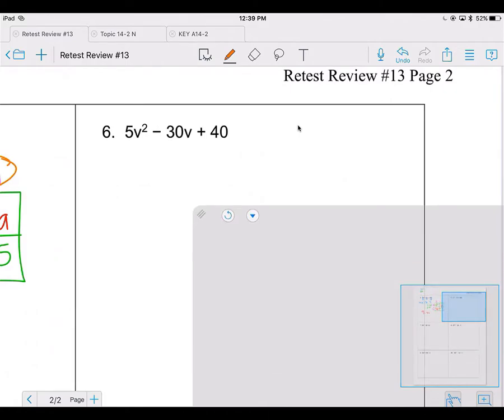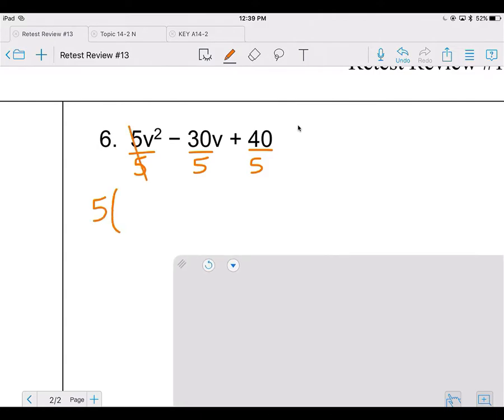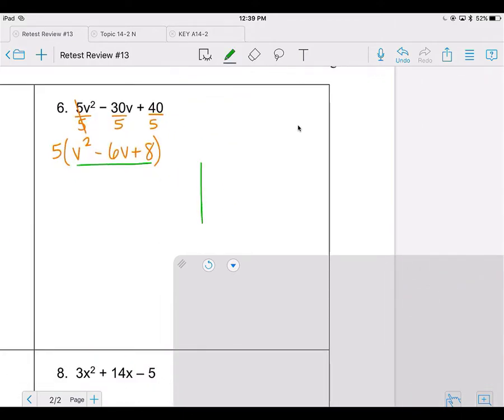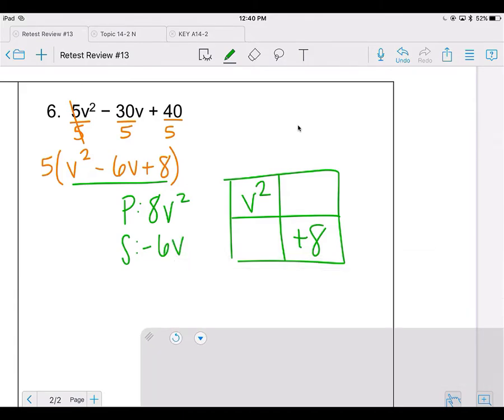Problem 6, 5b squared minus 30b plus 40. First thing I do is look for a GCF. All of these are divisible by 5 because they all end in a 5 or a 0, so I take out a 5. I have v squared minus 6v plus 8. Now I take what's in my parentheses and go straight to the box. V squared and positive 8. I multiply those for my product of 8v squared. My sum is the number in the middle, negative 6v.